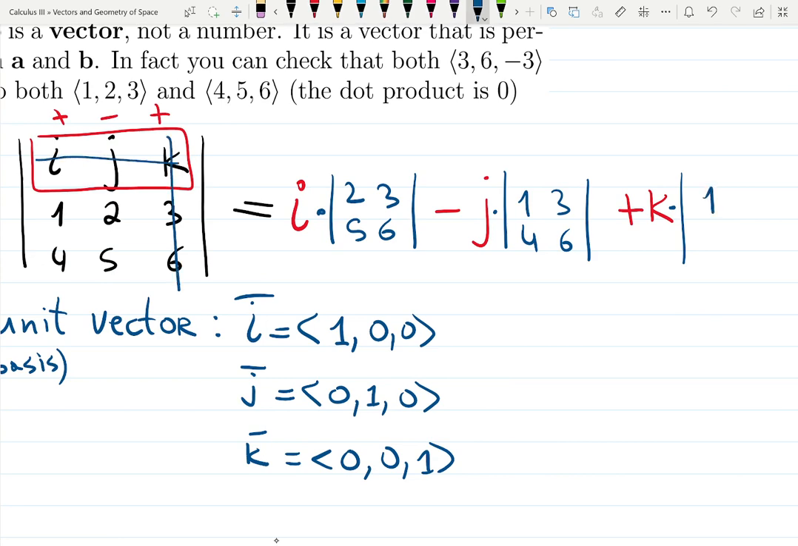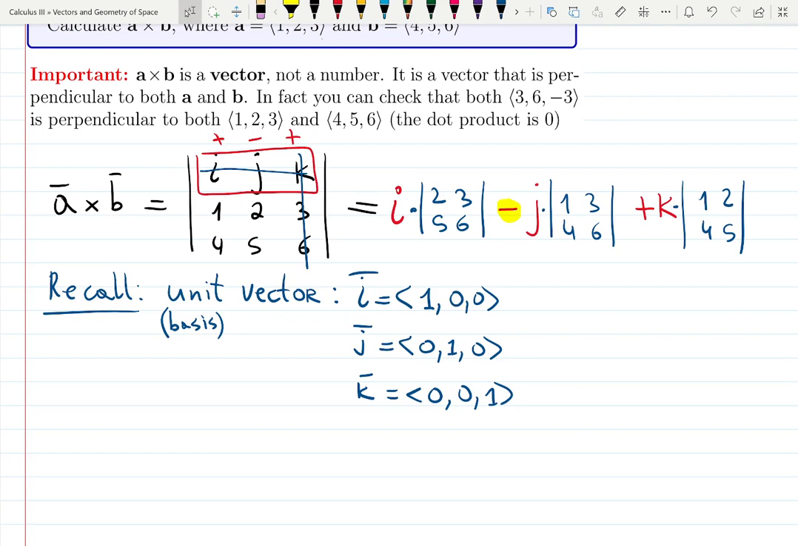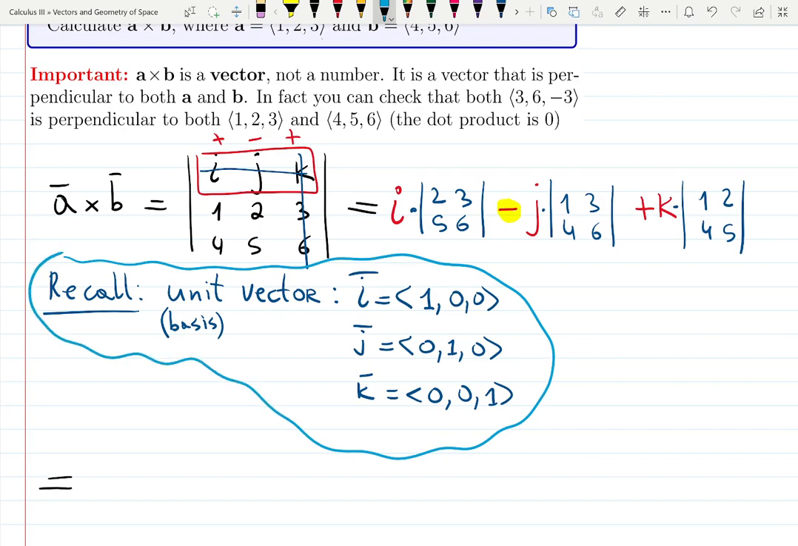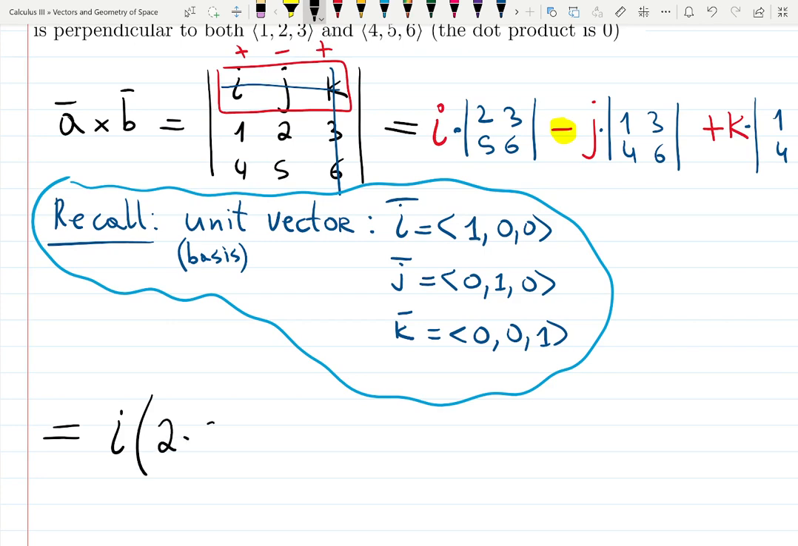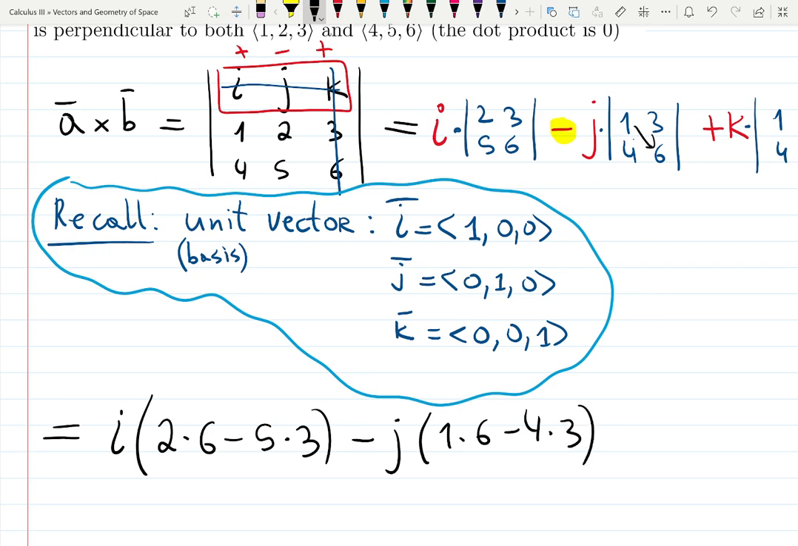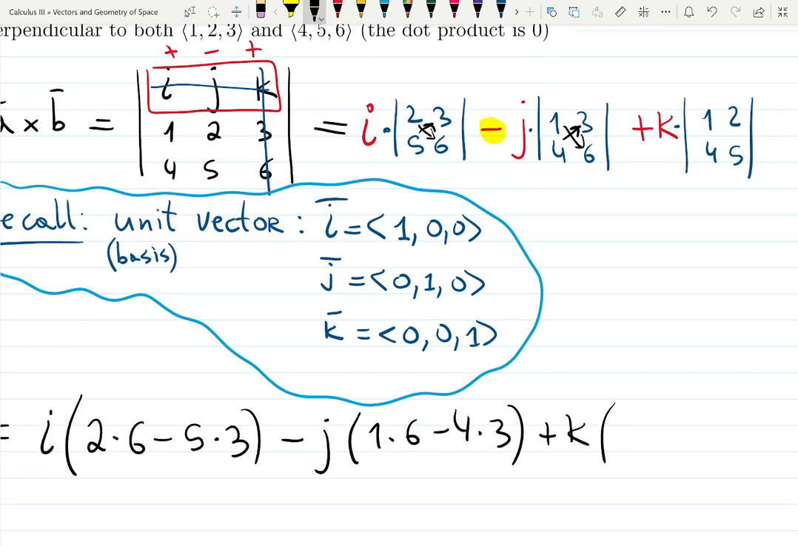Okay. 1, 3, then 1, 2, 4, 5. Your job is not to forget the negative sign over here. Don't forget about this negative sign. Usually I don't even write down the small determinants because I remember how to do cross multiplication. It will be I times (2 times 6 minus 5 times 3). If you're good in algebra, you can calculate in your head right away. Minus J times (1 times 6 minus 4 times 3). You see what I'm doing? Cross minus cross. Plus K times (1 times 5 minus 4 times 2).